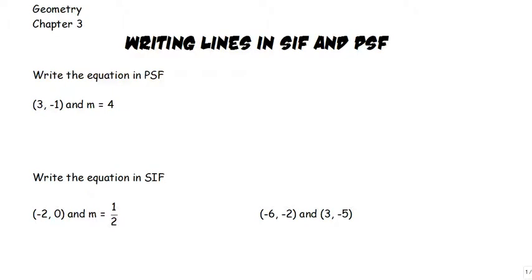Alright, today we are looking at reviewing how to write lines in both slope-intercept form and point-slope form. So let's go ahead and start with writing the equation in point-slope form. Don't forget your general form of what point-slope form looks like. We are replacing our slope and a given point at x1, y1.